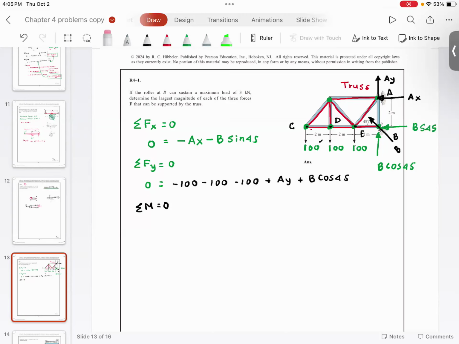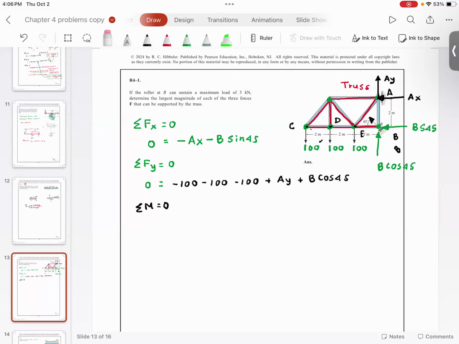Now, one thing I want you to understand: as soon as I resolve this force, I now have these two components of B, B cosine 45 and B sine 45. That inclined force B has been resolved, so it no longer exists. Don't take the moment of B sine 45, B cosine 45, and B, because B is the resultant of B cosine 45 and B sine 45. You agree with me? Everyone understood this?